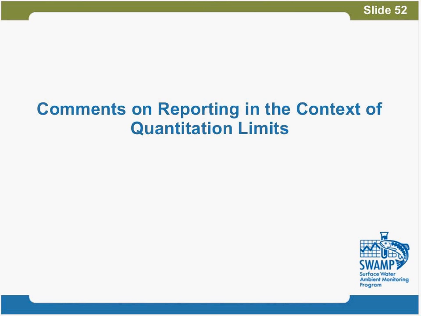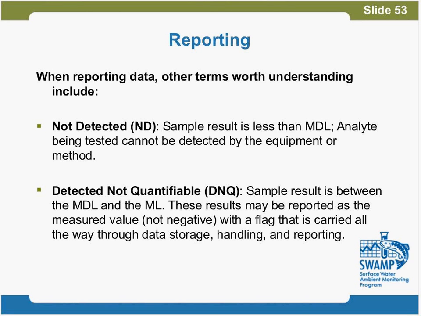I'm going to comment on reporting in the context of quantitation limits. So it's really important to understand these two terms when you're using reporting limits and when you're determining reporting limits. Non-detect is the first one. Non-detect is when the sample is less than the method detection limit, less than the lowest level signal. But probably more important is the detected but not quantified, because this is where we see as many non-detects as we see detected and not quantified.